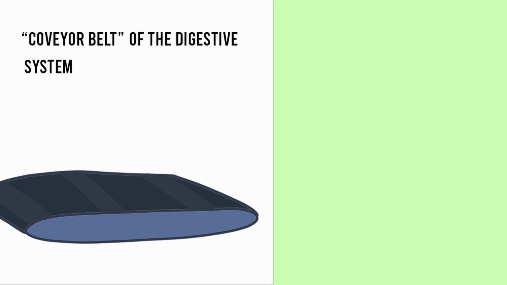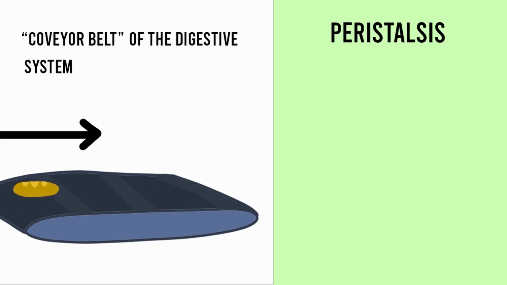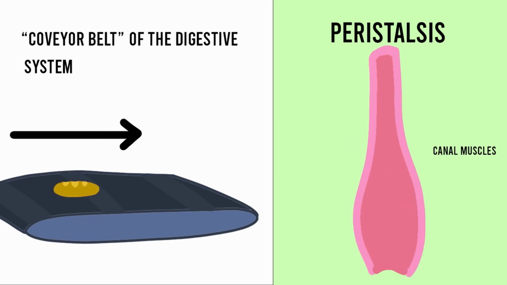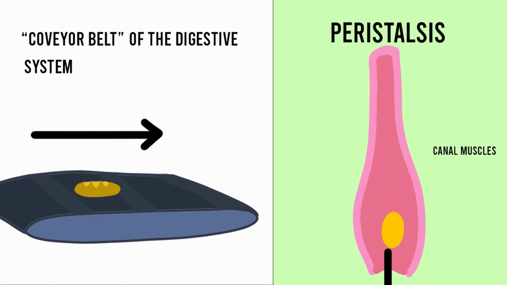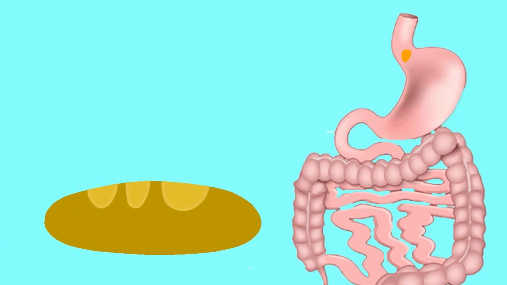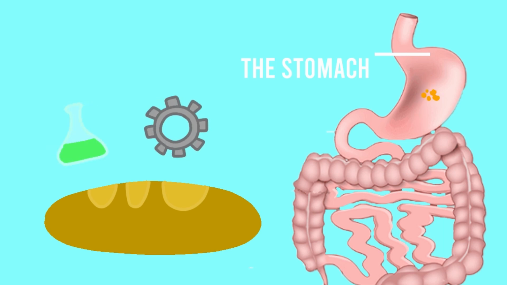The conveyor belt moves the food on it through a process known as peristalsis, where our canal muscles contract and relax involuntarily, pushing the content forward through our gastrointestinal tract. The food is transported to a machine known as the stomach, which chemically and mechanically processes the food.